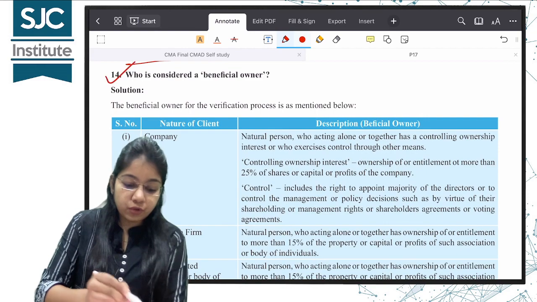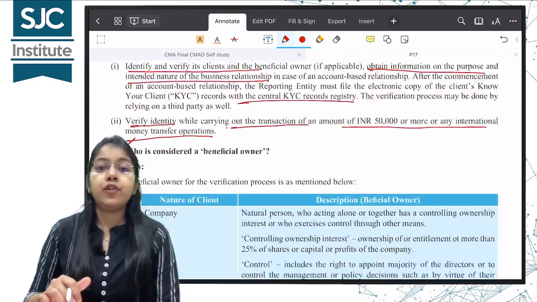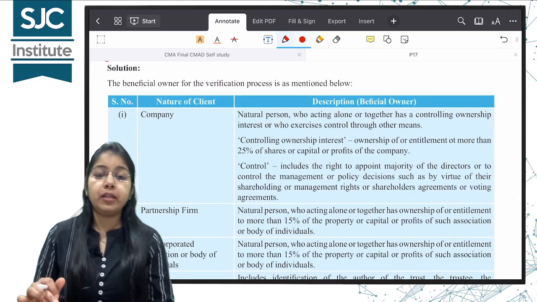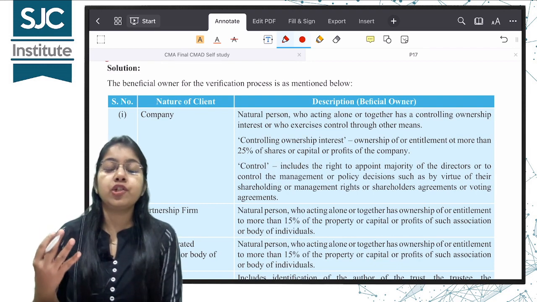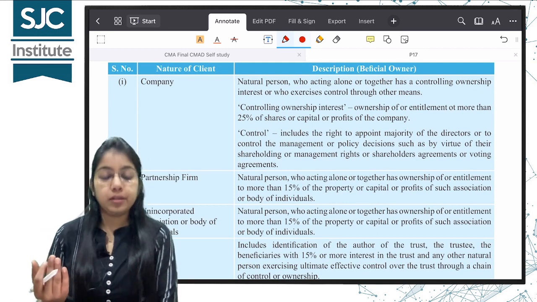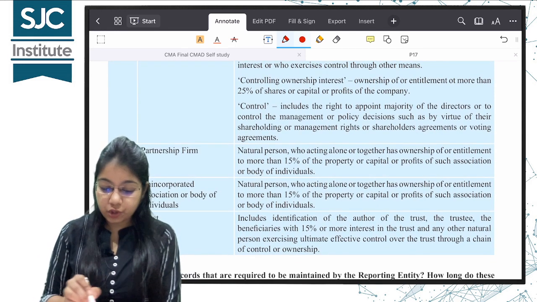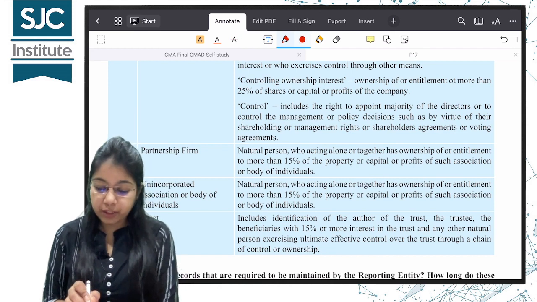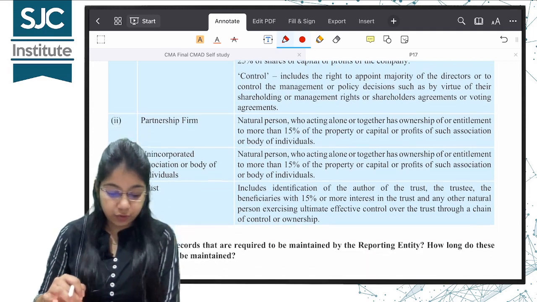Who is considered as a beneficial owner? This you can just go through. For the company, the beneficial owner will be any natural person who is acting on behalf of the company and who has interest or a controlling share of 25% or more. Partnership firm, it will be the partners. Natural person who, acting alone or together, has ownership of 15% or more of the property or capital or profits of such association. Similarly for trust and individuals.